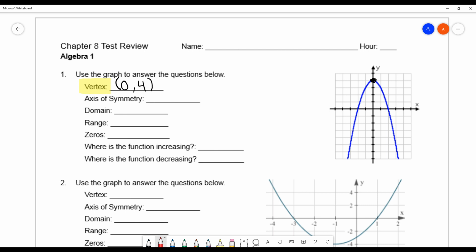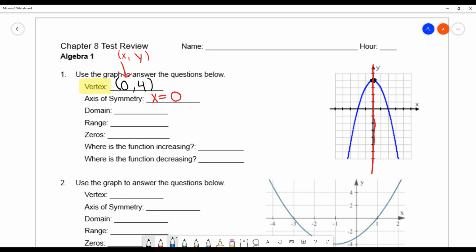The next thing that we're asked to find is this thing called the axis of symmetry. Now, if you can imagine our vertex is at the center of our graph. And so if I draw a vertical line going through the vertex, it's going to cut my graph into two symmetrical halves. And so that's why it's called the axis of symmetry. We always write this as an equation, so it's always going to be x equals a number. And that number is going to be whatever your x coordinate in your point is. So in this case, it's going to be x equals 0.